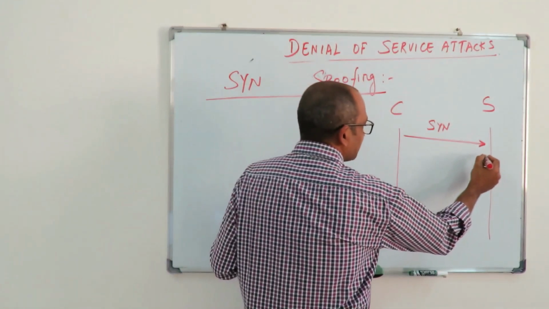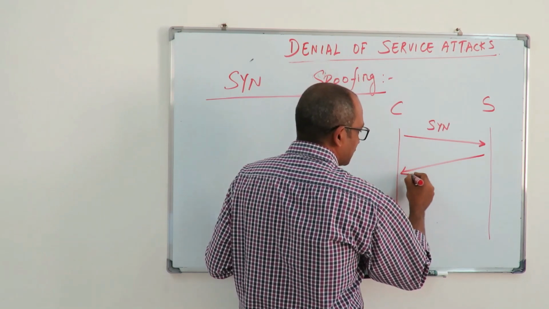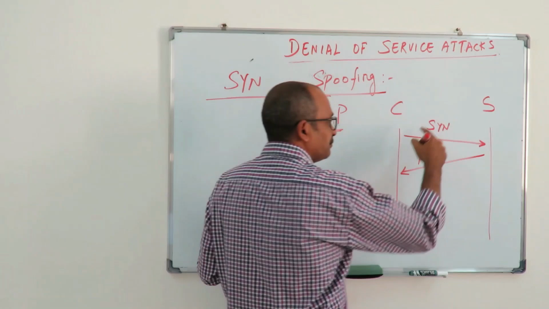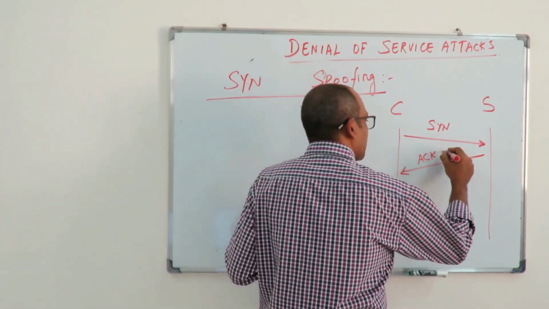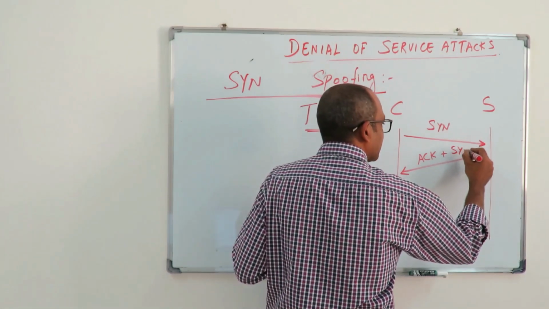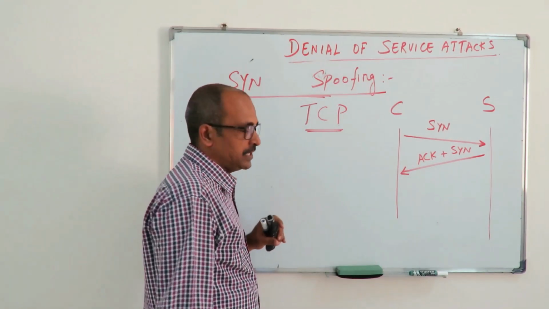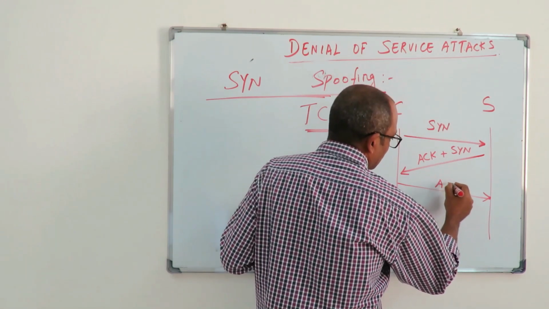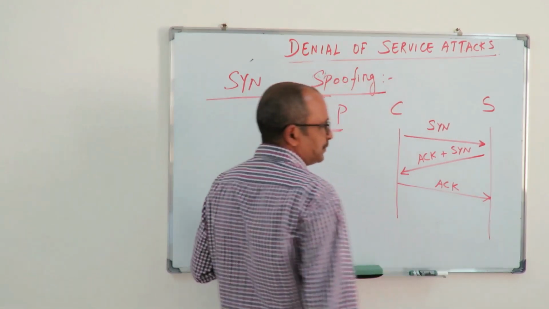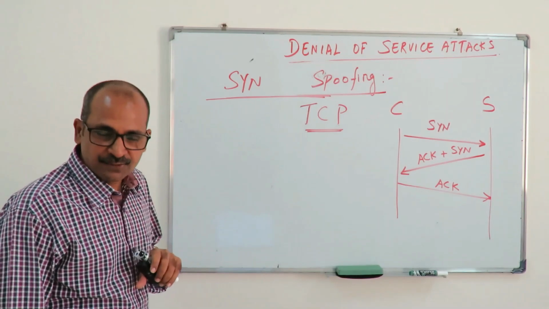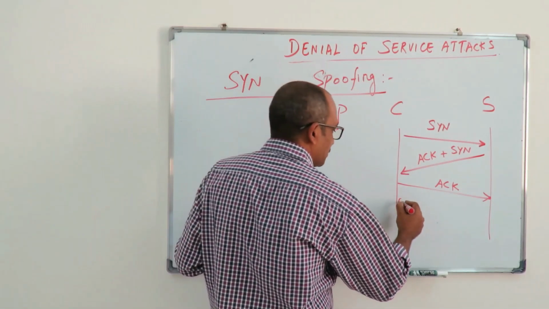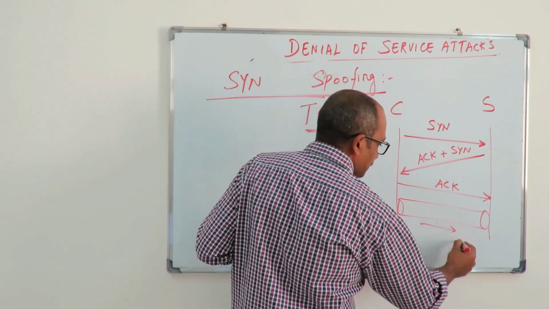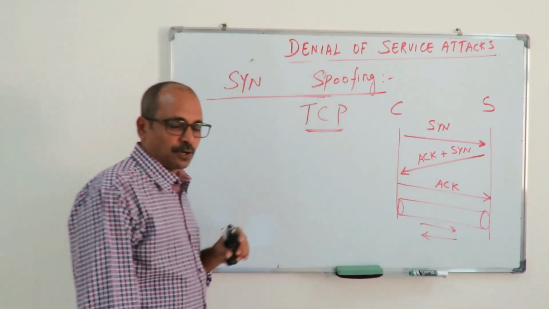Then the server machine is going to give a reply. What does the reply mean? In the reply, the server is going to give the acknowledgement for the SYN plus the SYN packet of the server. This is the second step. Then the third step is sending the acknowledgement. So this is called a three-way handshake. Once the three-way handshake is successfully completed, the connection is established between the server and the client, then they can send and receive the data. So this is the concept.